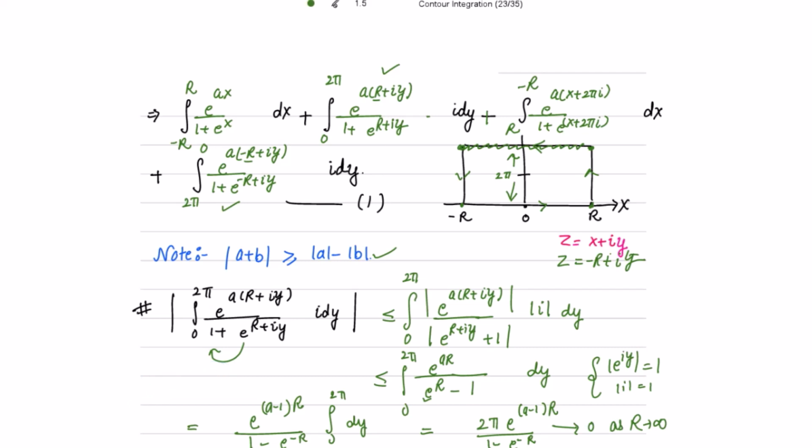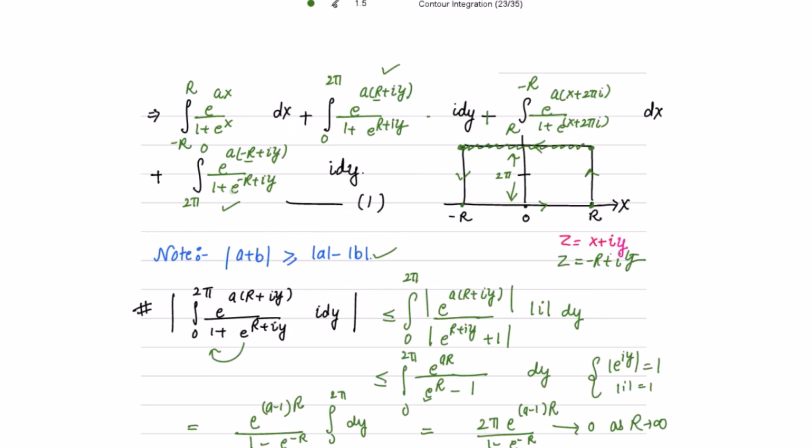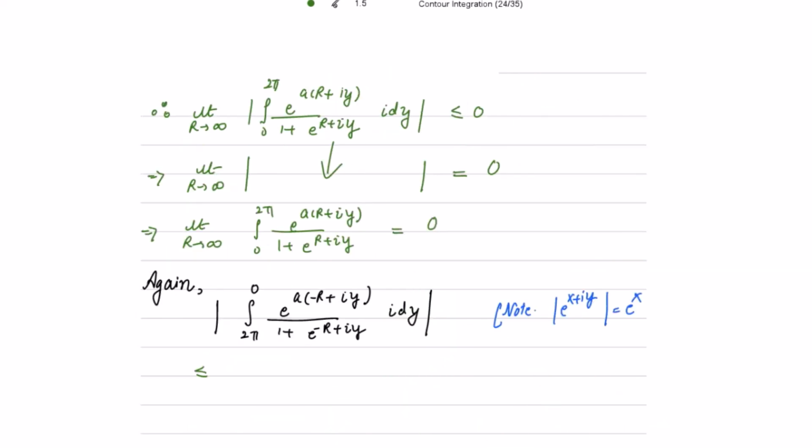Is this fine? Which means taking the limit r tends to infinity on this mod will give me the answer 0. So taking this limit r tends to infinity on this mod, this is less than or equal to 0, which means if mod is less than or equal to 0, then the mod is equal to 0. This is the property. This is the result. Alright. So furthermore, this is equal to 0. Okay, so let's solve this second integral, taking the mod.